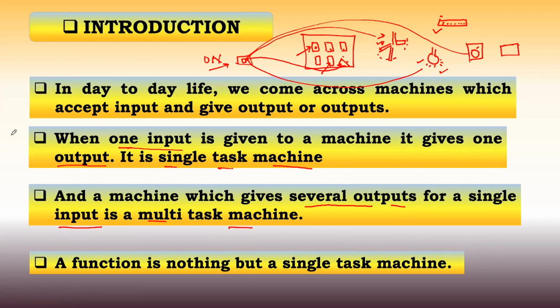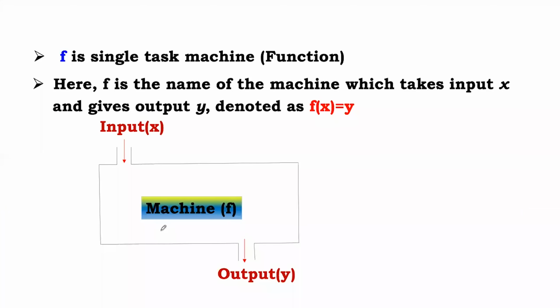right? So we know that there are two types of machine. One is single tasking and the second is multitasking machine. What we are going to study is the single task machine. This is known as function, right? So if we want to see it with a diagram, let f be a single tasking machine. That's called the function, right?